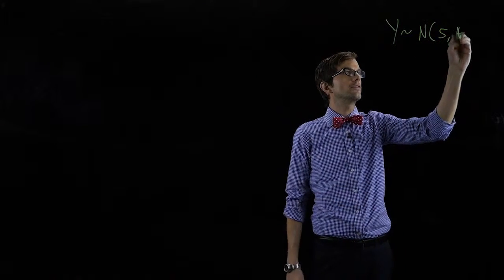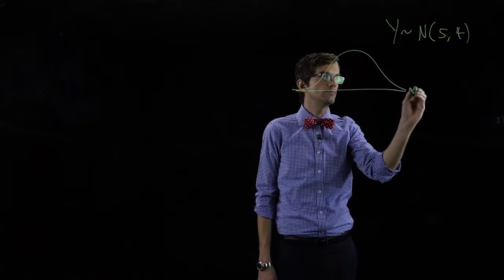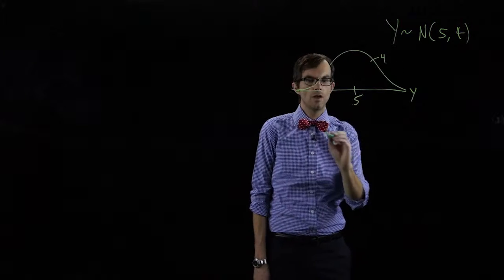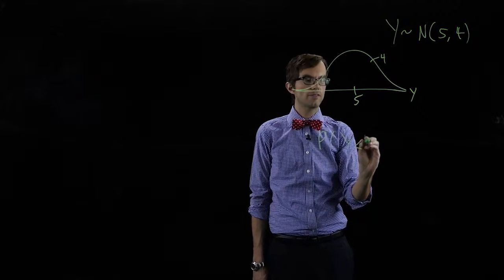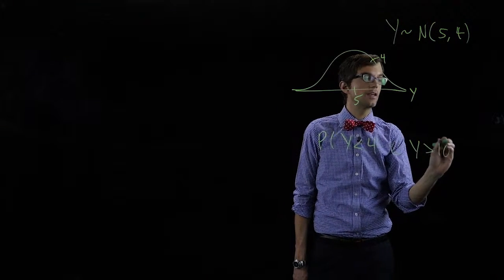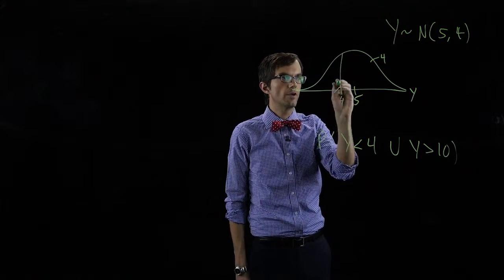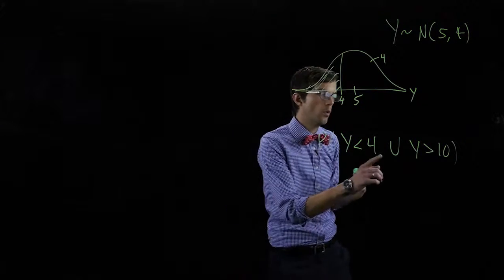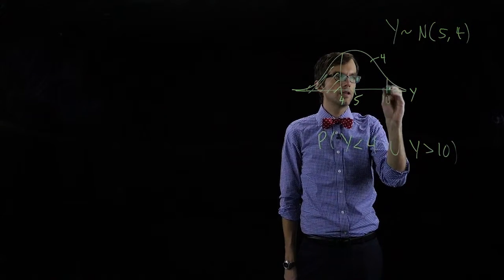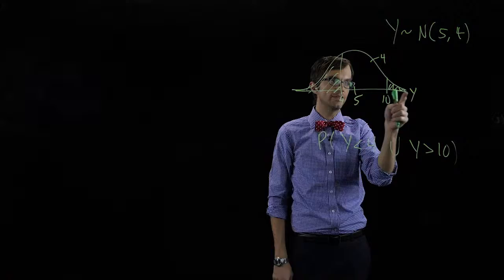So one last problem for our normally distributed random variable y with mean 5, standard deviation 4. Let's say we want this probability: the probability that y is less than 4, or the probability that y is greater than 10. What's the probability that y is less than 4? It'd be right about here. Or the probability that y is greater than 10. So we want this area and this area.